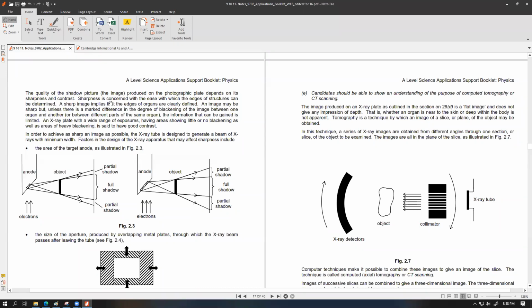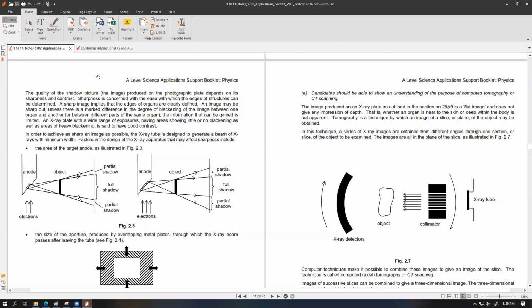The quality of the shadow picture, the image produced on the photographic plate, depends on its sharpness and contrast. These two properties belong to the X-ray image, so do not mix up the two sets of properties. The beam has two properties, intensity and hardness. The X-ray image has two properties, sharpness and contrast. I'll explain each of them individually.